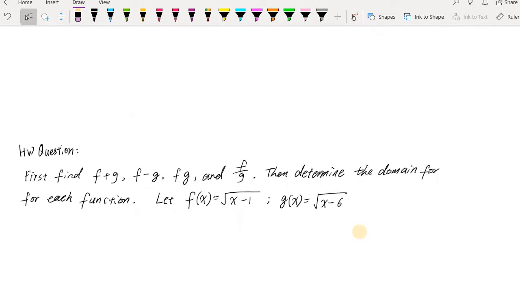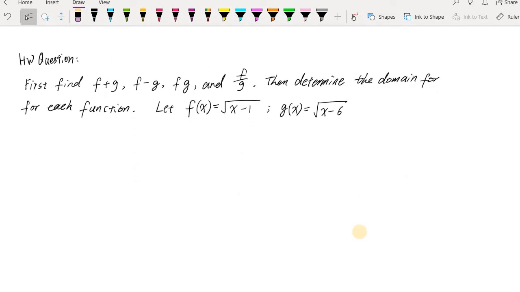And then let's work on one homework question. I find a lot of students struggle with this question on your homework, so let's work on this. Similar stuff, we need to find each of them. Then we're going to try to find out what is the domain for each piece. Okay, so let's work on each of them.